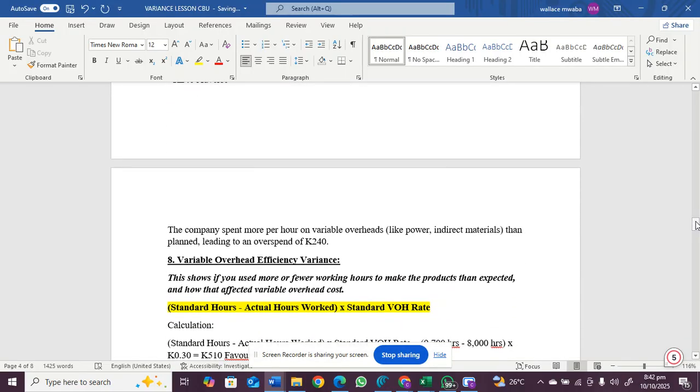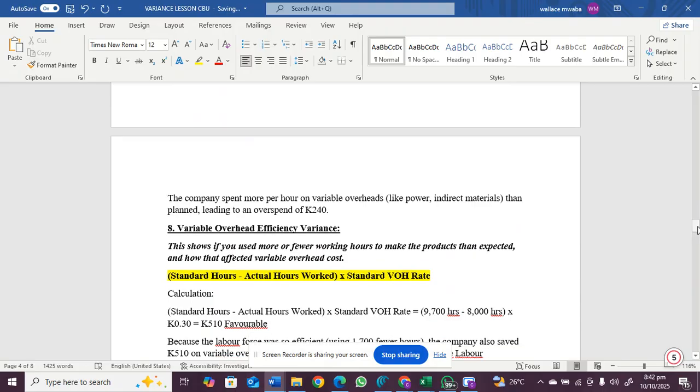Then we've got our variable overhead efficiency variance. We're comparing if you used more or fewer working hours to make the products. Since it's efficiency here, we know we're dealing with the standard rate. So we say standard hours minus actual hours times the standard variable overhead rate.